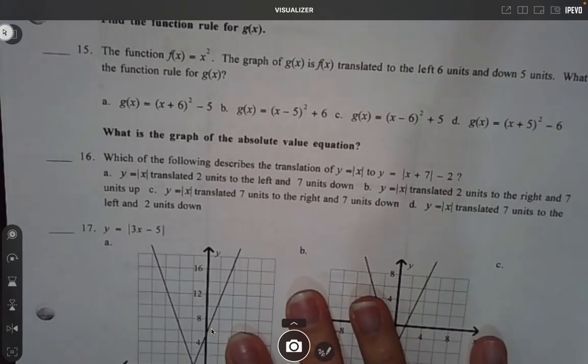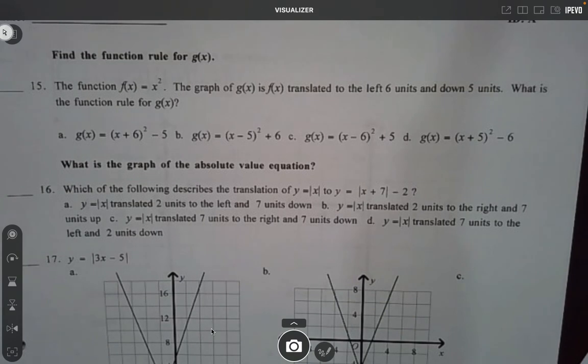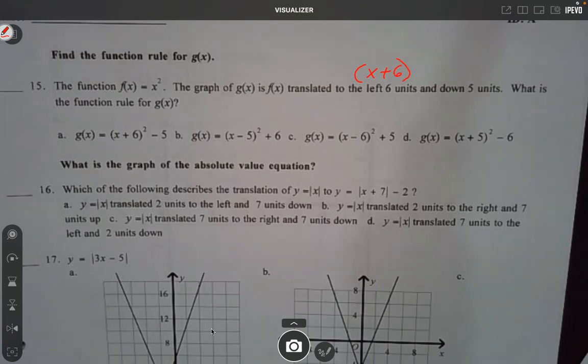15 is on there. Okay? It says to the left 6, down 5. So y'all need to think, okay, when you're moving left and right, it's opposite what you think. So left 6, I need to think +6. Down 5 is exactly what you think, -5. So which one has an x +6 and then a -5? A. And I know that they have their little square up here because that's an x squared function.